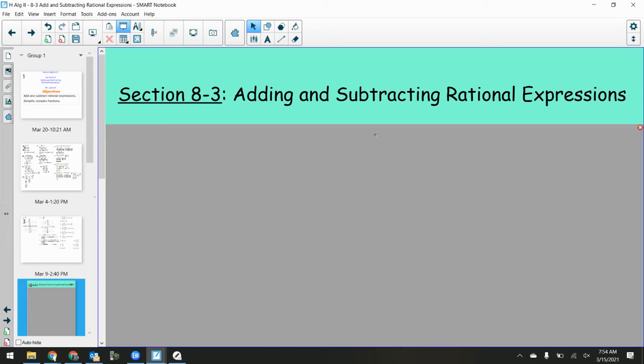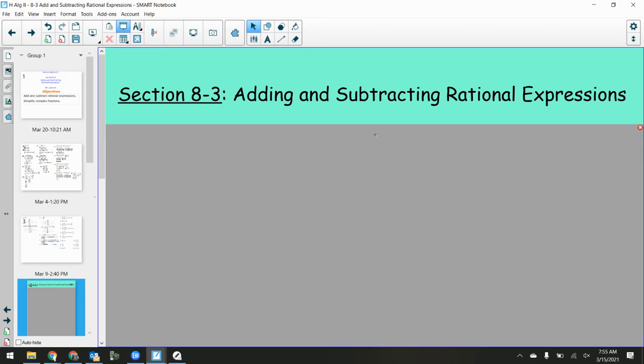I think we would all agree that if I asked you about numerical fractions, and I asked you what was more difficult, to multiply or divide or to add or subtract, you would probably tell me to add or subtract, right? The same thing is true with rational expressions. Adding and subtracting is more difficult than multiplying and dividing for the sole reason that you have to get a common denominator.